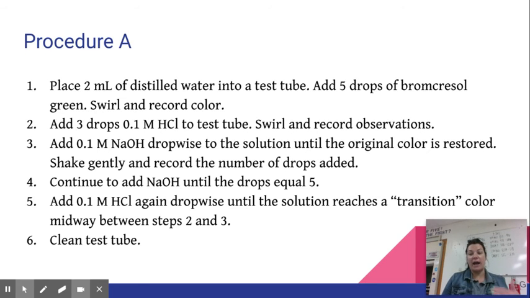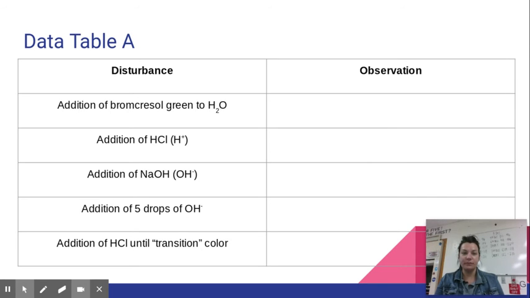And then I'm going to add 0.1 molar H again until the solution reaches the transition color. Ultimately, we're making observations, so if I'm going from one color to another, that's indicating that there's a shift in that chemical reaction. So that's procedure A. Your data table will look something similar to this. We're ultimately disturbing the chemical reaction that's at equilibrium. So every disturbance requires an observation. So that's ultimately what that's going to look like.